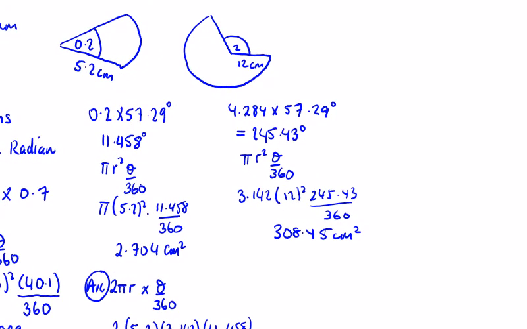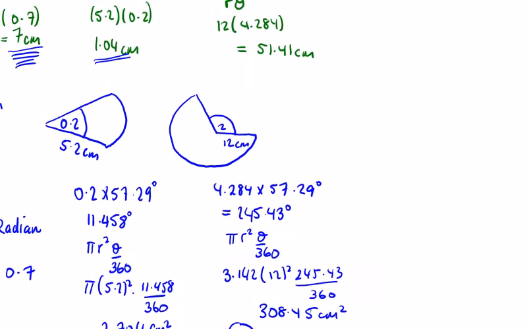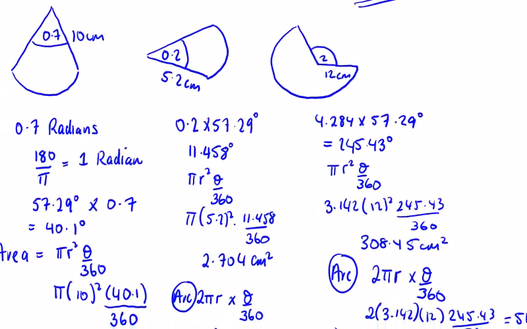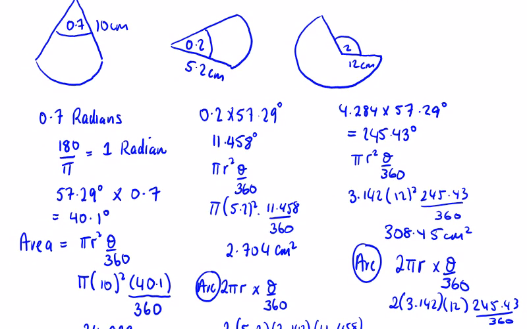And then the length of the arc is 2 pi r, would be the full one, by theta over 360, which is 2 by 3.142 by my radius of 12 by my angle 245.43 divided by 360. And if we type this into a calculator, we get 51.409, 51.41 centimeters. What do we get up above? 51.41. So here you have arc, sectors, area of a sector, length of an arc, and radian and degrees. It should be an easy enough topic for you to master.